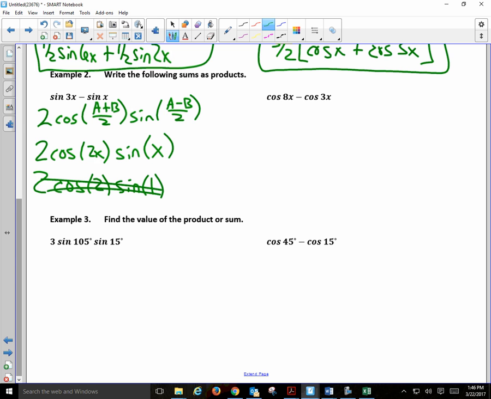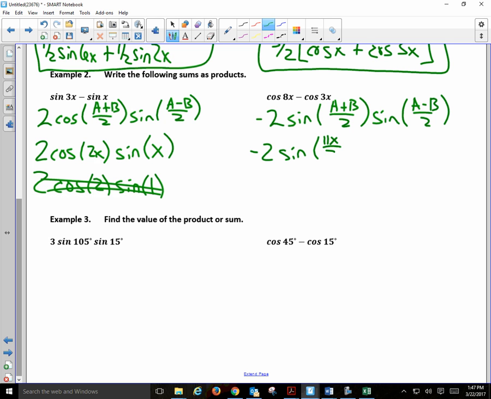That's totally illegal. Okay? Somebody give me cosine minus cosine. What do I got? Negative 2 times sine of A plus B over 2. What's A plus B? So I've got 11x over 2, and 5x over 2. That's it.